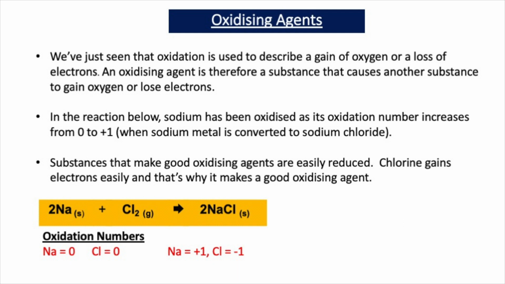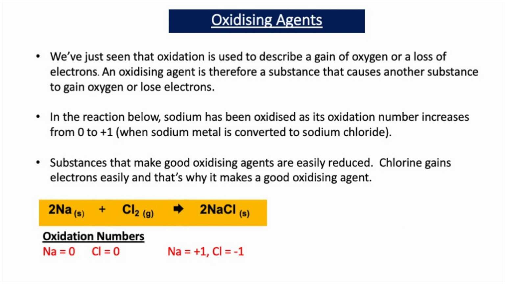So now let's look at the meaning of the terms oxidizing agent and reducing agent. Now we've just seen that oxidation is used to describe a gain of oxygen or a loss of electrons. And at AS and A level, you should really be thinking of oxidation as a loss of electrons. Now an oxidizing agent is therefore a substance that causes another substance to gain oxygen or lose electrons. And a good oxidizing agent is a substance that's easily reduced.